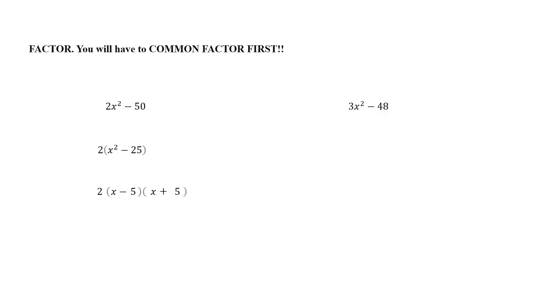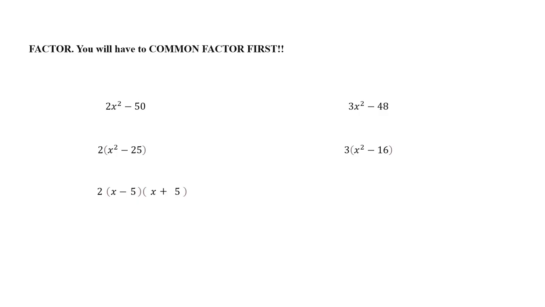Looking at 3x squared minus 48, again, neither of these terms can be calculated to have an even square root, but if we use common factoring first, we'll be able to reduce this to a point where we would be able to use difference of squares. So, our greatest common factor in this case happens to be 3. So we can rewrite this as 3 bracket x squared minus 16.